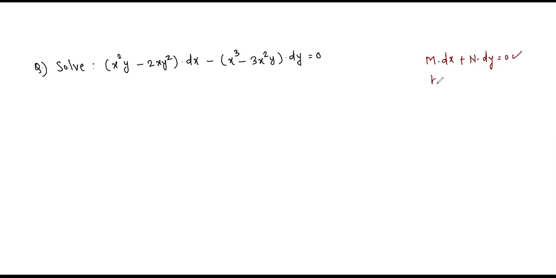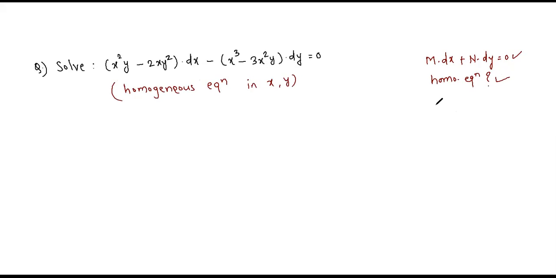Now check whether it's a homogeneous equation or not. What is the degree here? 3. What is the degree here? 3. What is the degree of the fourth term? 3. That means the degree of each term is equal, so we can say it is a homogeneous equation in x and y. So this condition is also satisfied.